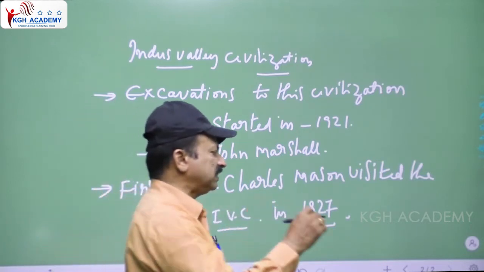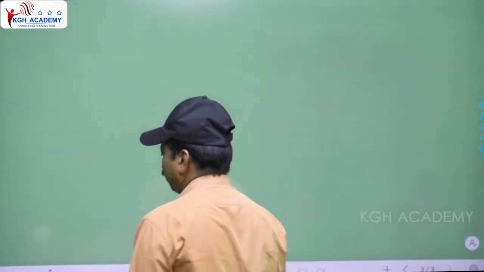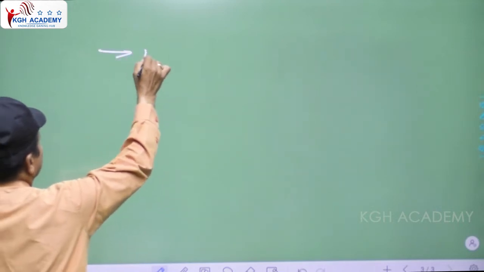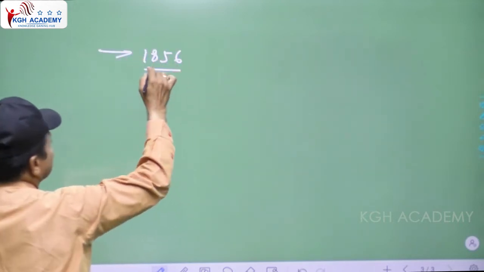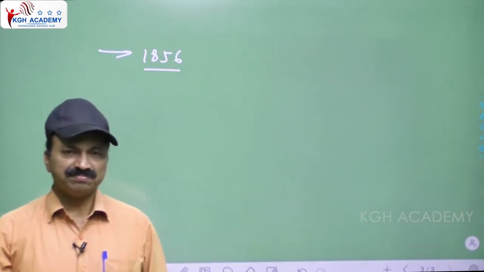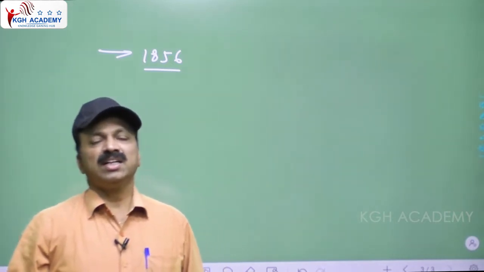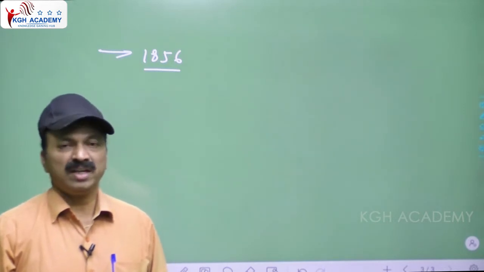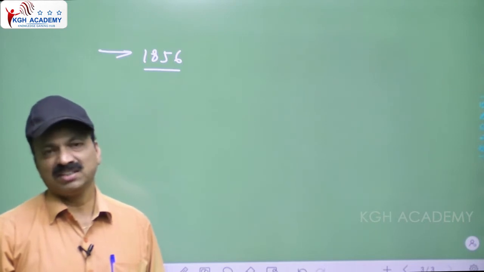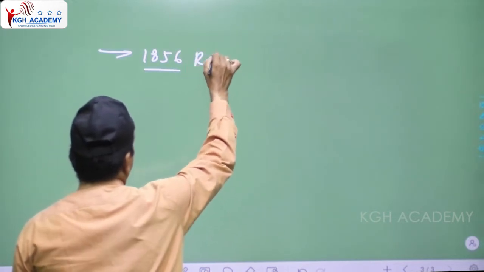After that, in the year 1856, the railway line was established between Lahore and Karachi. At that moment they also came to know of some sites of this civilization, but they did not start any excavations.